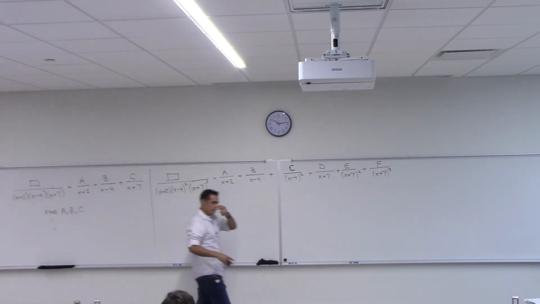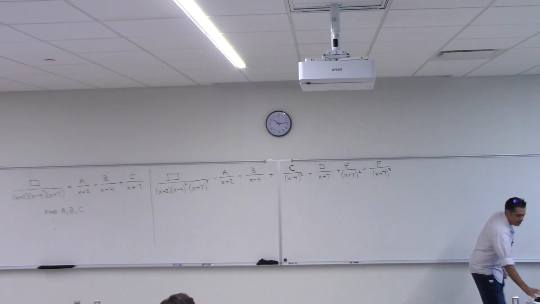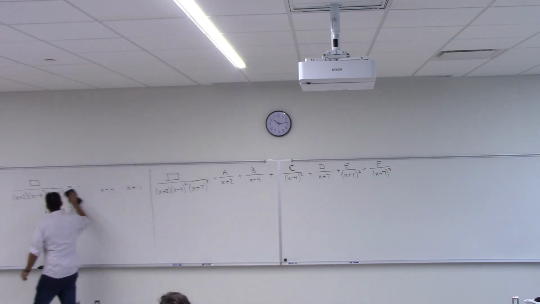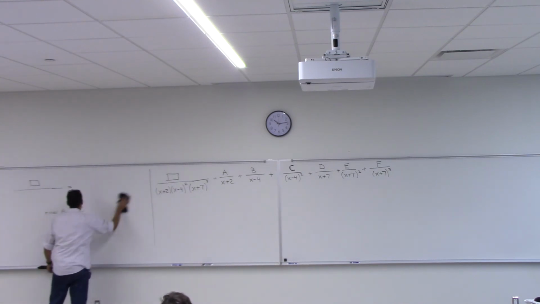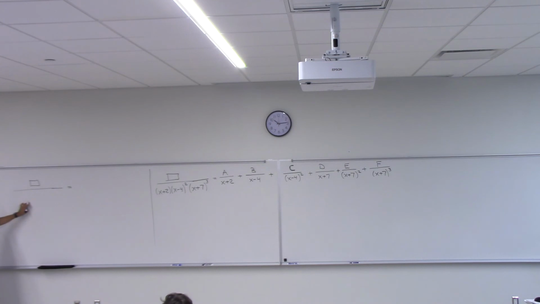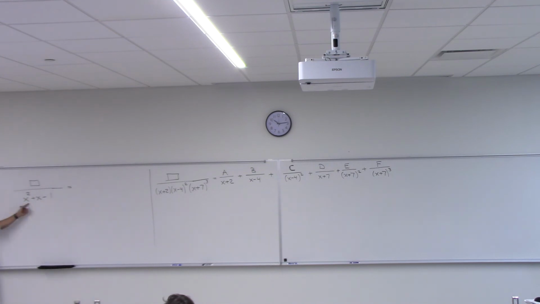You see that? And then the last thing that we need to be able to handle in this class is if you have something like this. If on top you have, who cares, okay? Who cares what's on top? But on the bottom, you have an irreducible quadratic, a non-factorable quadratic, right? So something irreducible would be x squared plus x minus 1. That's a quadratic that you cannot factor, right?